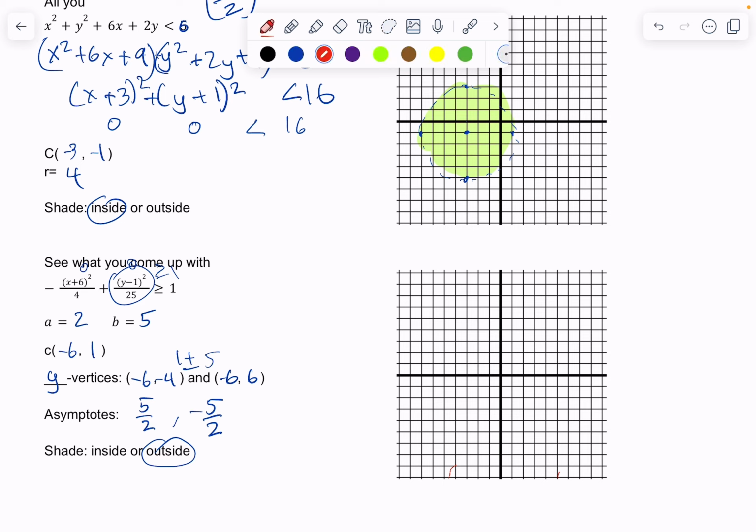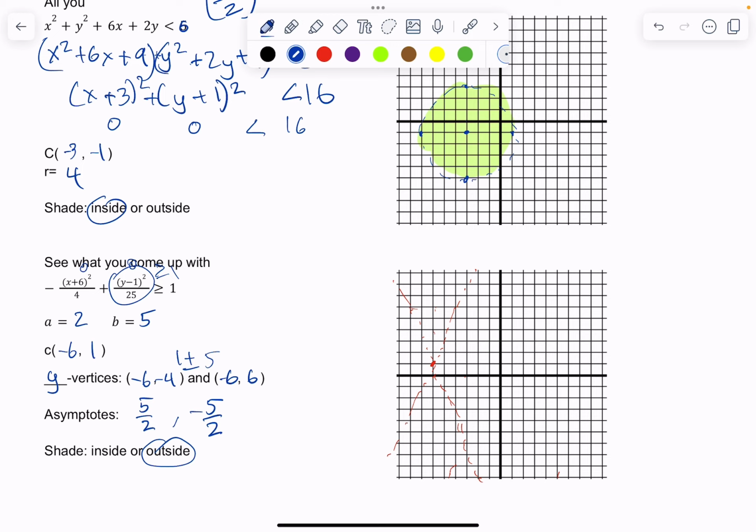From -6, plus 1. So at this specific point, I'm going to go up 5 over 2, and I get something like this. Up 5 over 2, and again I get something like this. Alright, that's my asymptote X, and let's draw in the points that I can, where my vertex are.